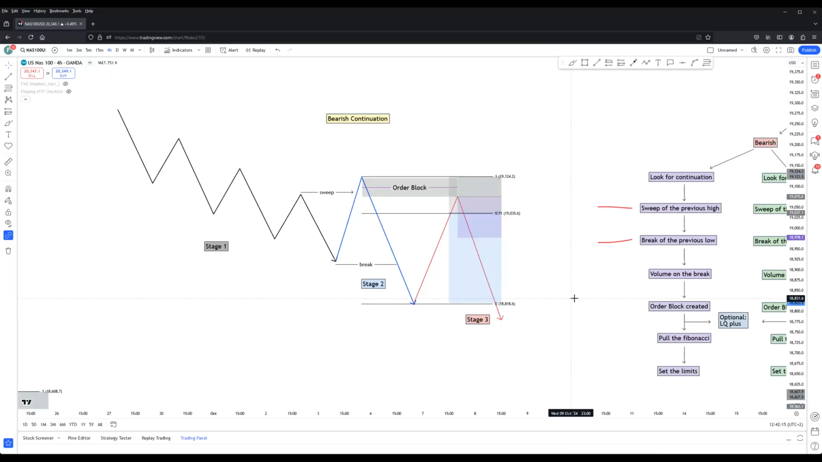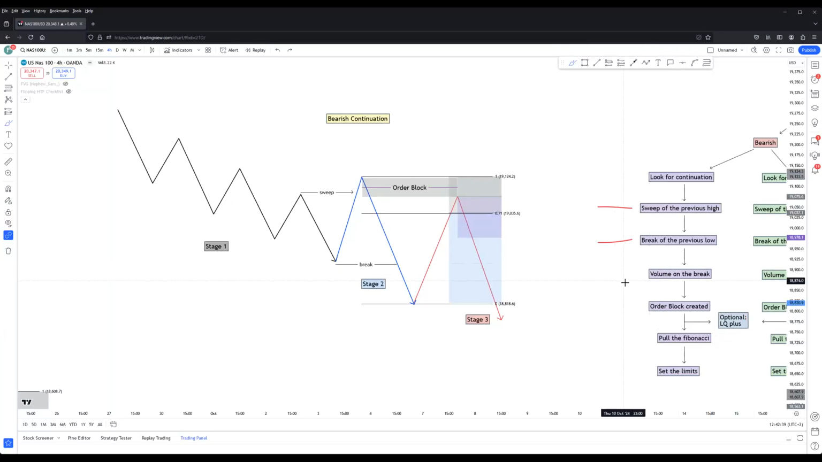Actually, the optional criteria does not necessarily have to be there. It's just an optional criteria that could happen. If it happens, then the trade will get stronger, but it's not a must. So if the optional criteria, which in this case is the liquidity plus, is missing, then you can still enter the trade. Just know that the trade with liquidity plus has a higher chance to actually hit the TP, because that's just an additional confirmation.